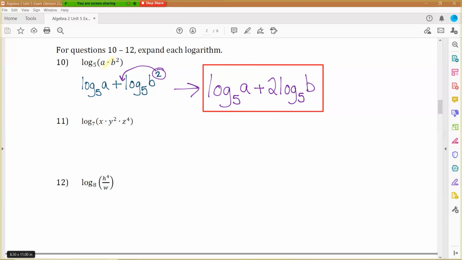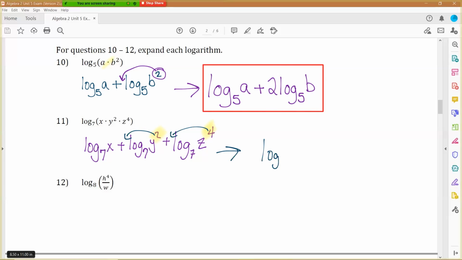Question number 11, you have multiplication 3 times, so you're going to have 3 separate logs, log base 7 of x plus log base 7 of y squared plus log base 7 of z to the 4th. And just like the last one, we have these 2 exponents. Both of them need to move down in front of the log that they're associated with to get our final answer of log base 7 of x, that one doesn't change, plus 2 log base 7 of y plus 4 log base 7 of z.